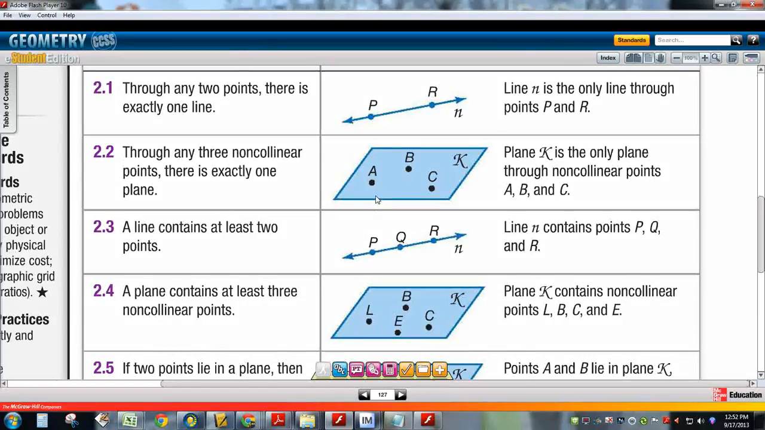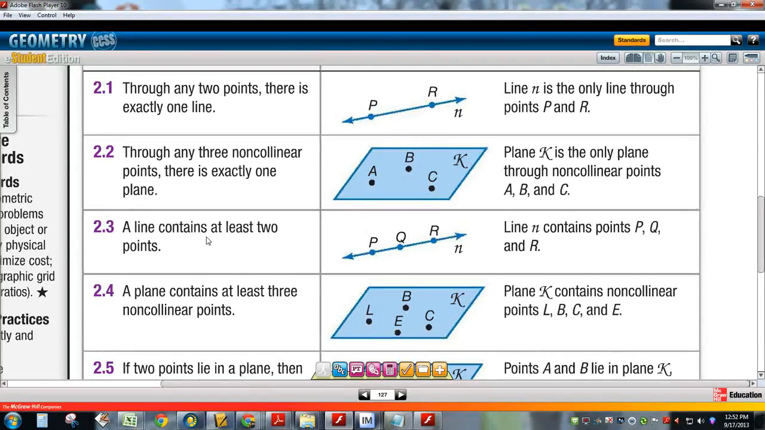So, for any non-collinear points, meaning they're not on the same line, there is exactly one plane. Basically what this one says is that since 2 points determine a line, a line's got to have at least 2 points, doesn't it? Because that's what determines a line. A plane contains at least 3 non-collinear points. Same thing as this, since 3 non-collinear points determine a plane.